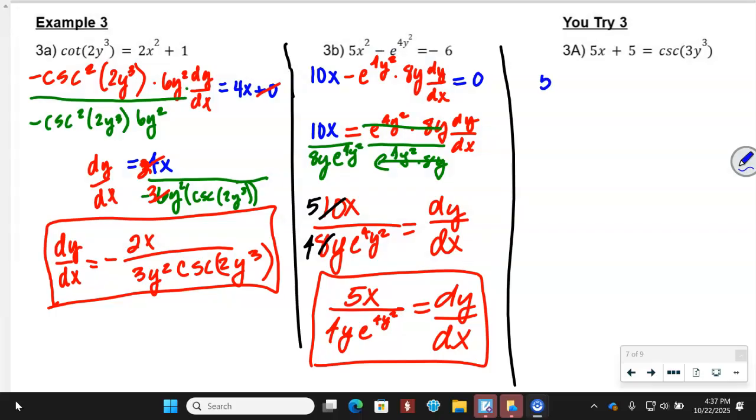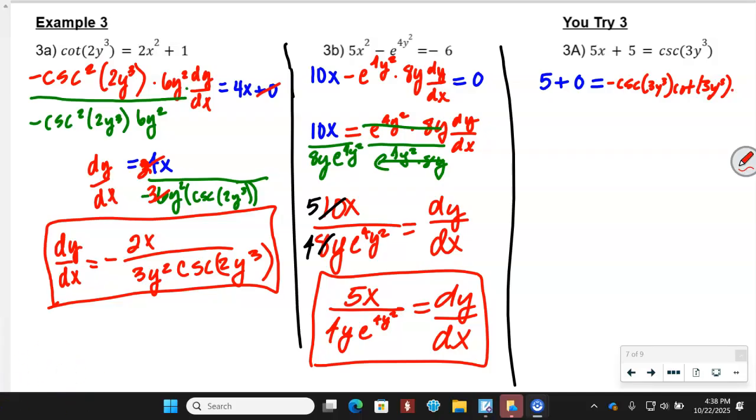Okay, one more. So this next one, again, I'm going to take the derivative of 5x. That's going to be 5. The derivative of 5 is 0, and I'm going to put that up there because I'm trying to help y'all remember that you got to do that. That's going to be equal to, now what is the derivative of cosecant? Isn't the derivative of cosecant negative cosecant cotangent? Yeah, so this is going to be negative cosecant of our 3y to the 3rd cotangent of our 3y to the 3rd.